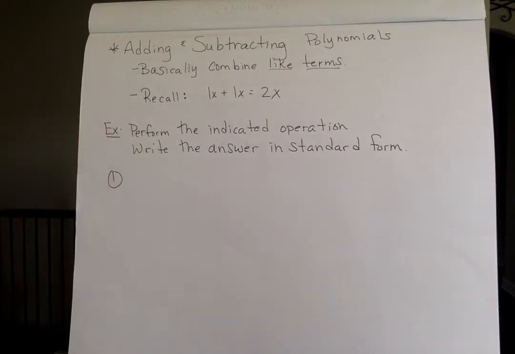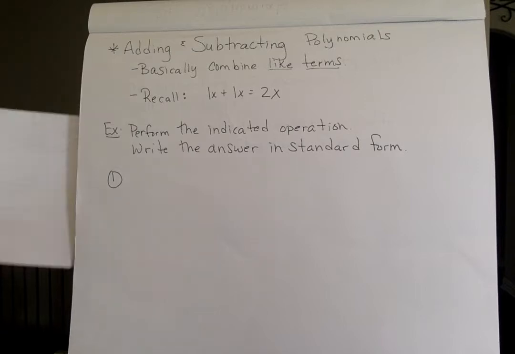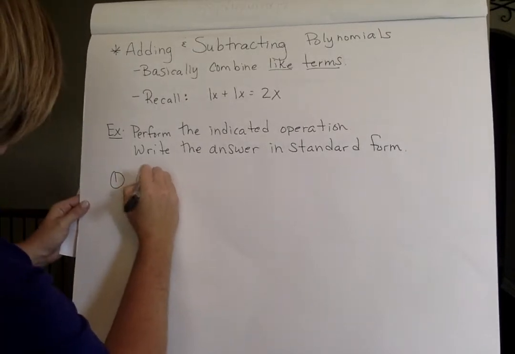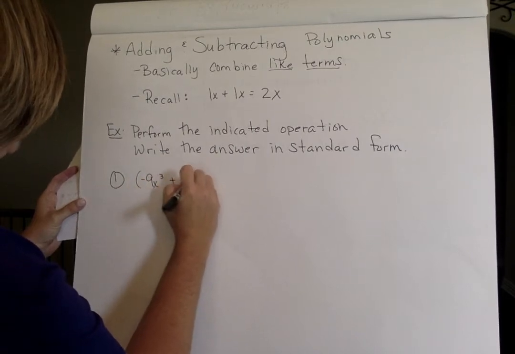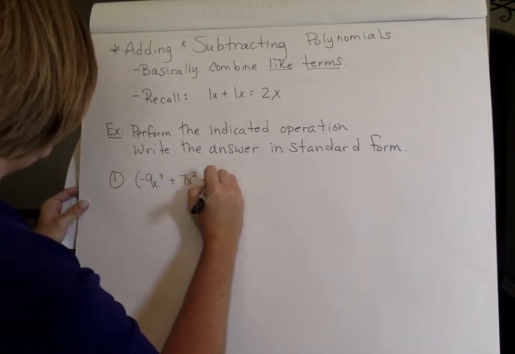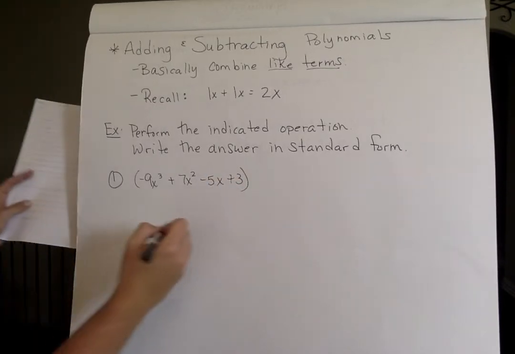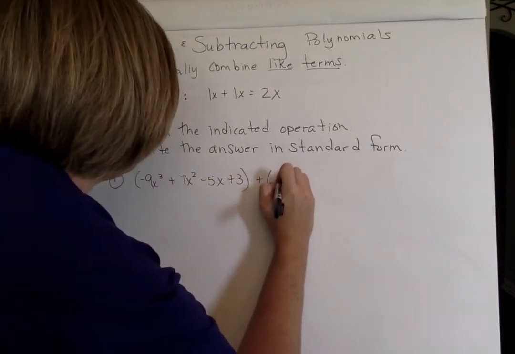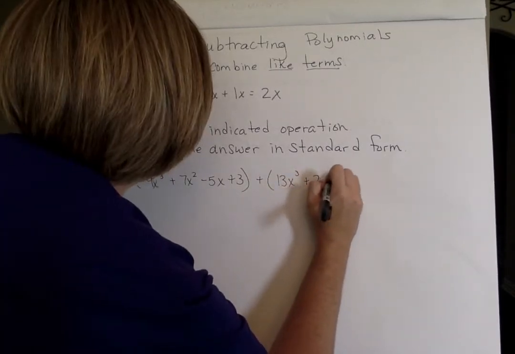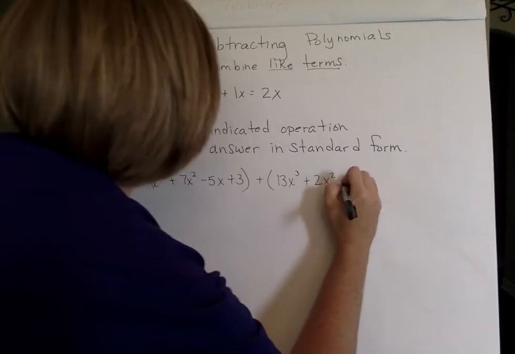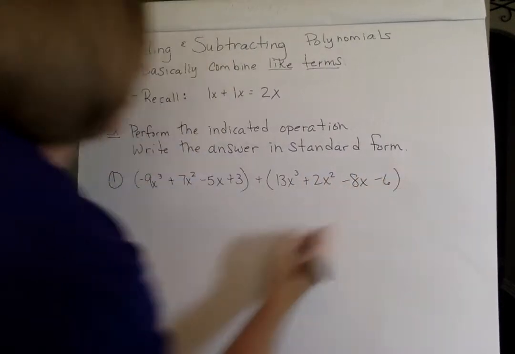So, we're going to look at some examples. This will be the types of directions you might see. Perform the indicated operation, write the answer in standard form. So, the first one is going to be negative 9x cubed plus 7x squared minus 5x plus 3, plus 13x cubed plus 2x squared minus 8x minus 6.